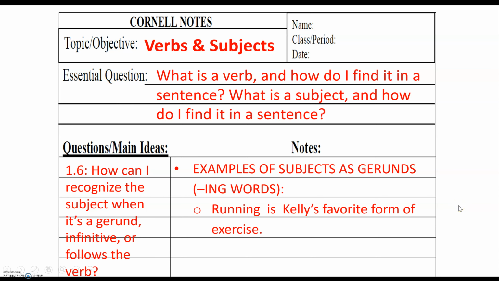So for example, if I say, running is Kelly's favorite form of exercise, my verb is is, so I'm going to ask, what is Kelly's favorite form of exercise? And the answer, or the subject, is actually going to be running. So again, that might be a little tricky because at first glance, I might think, oh, ing word, that could be a verb or something. But notice in this case, it is actually the subject of the sentence. Similarly, if I say living in Miami can be expensive, I have my verbs there, can be. I'm going to ask what can be expensive, and the answer, living.